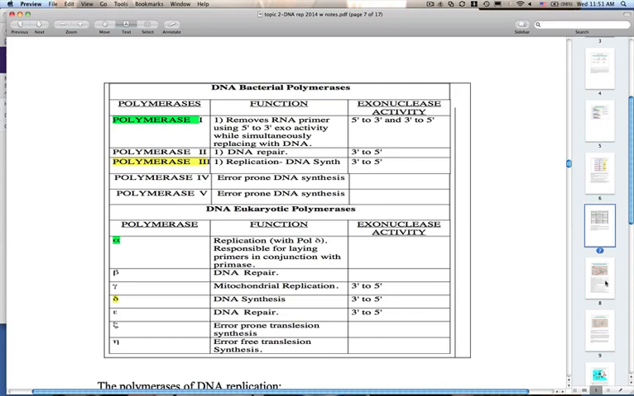Yes. So in viral polymerases, they don't have proofreading? No. Is that why the mutation rate is so high? Yes. We'll talk more about that later.